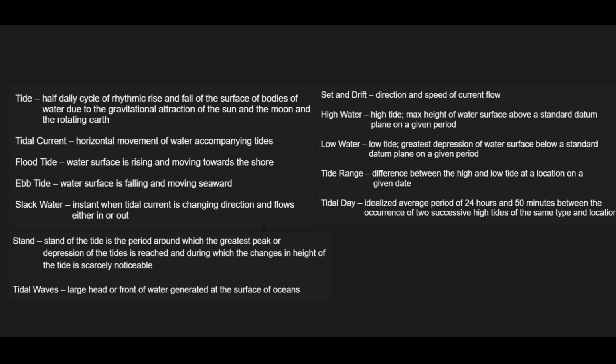And set and drift is direction and speed of current flow. High water is the max height of water above a standard datum plane in a given period. And low water, the greatest depression of water surface below standard datum in a given period. Then the tide range is the difference between the high and low tide at a location on a given date. The tidal day, idealized average period of 24 hours and 50 minutes between the occurrence of successive high tides of the same type and location.